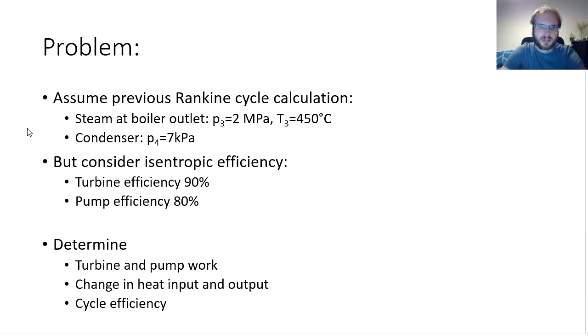At the end of this tutorial, we will have one more problem. Let's assume that we have a Rankine cycle with the same parameters as we just did, but now the turbine and pump will not be ideal devices, but we will assume that they have some isentropic efficiency. For the turbine, it will be 90% and for the pump 80%. And our task here is to get the turbine and pump work, to have a look at how the heat input and output would change, and also to have a look at what will be the new cycle efficiency.